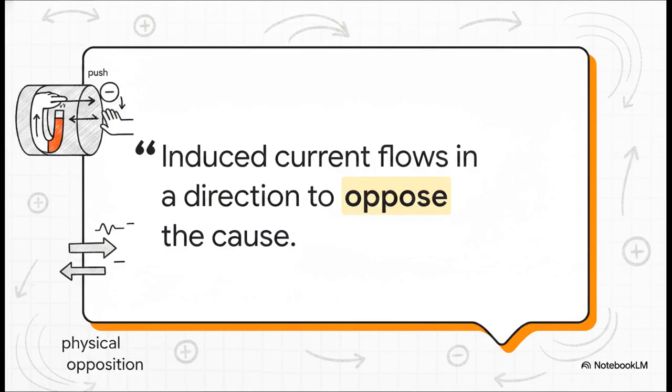But what about the direction of that electrical push? Well, that's governed by Lenz's law, which states that the induced current will flow in a direction to oppose the cause that produces it. This brilliantly illustrates the which direction part of the puzzle. The negative sign in Faraday's formula isn't just a minus. It represents Lenz's law of physical opposition, kind of like a physical rebellion. The universe naturally pushes back against the change you're trying to introduce.